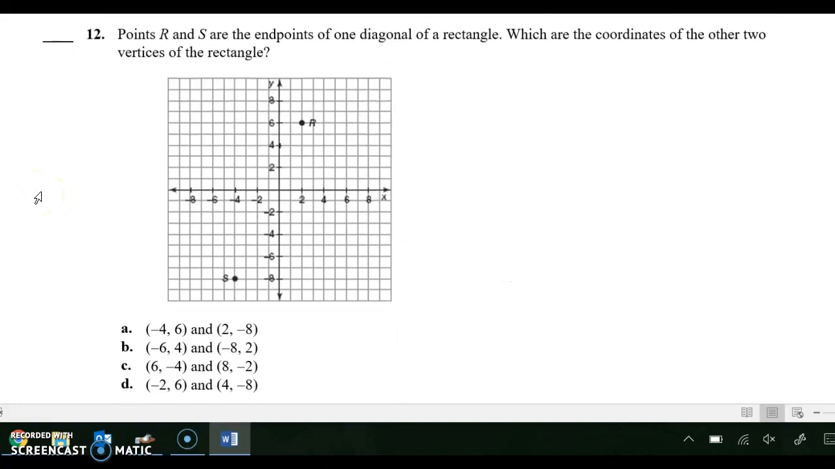Number 12. Points R and S are the end points of one diagonal of a rectangle. Which are the coordinates for the other two vertices of the rectangle? A, (-4, 6) and (2, -8). B, (-6, 4) and (-8, 2). C, (6, -4) and (8, -2). D, (-2, 6) and (4, -8).